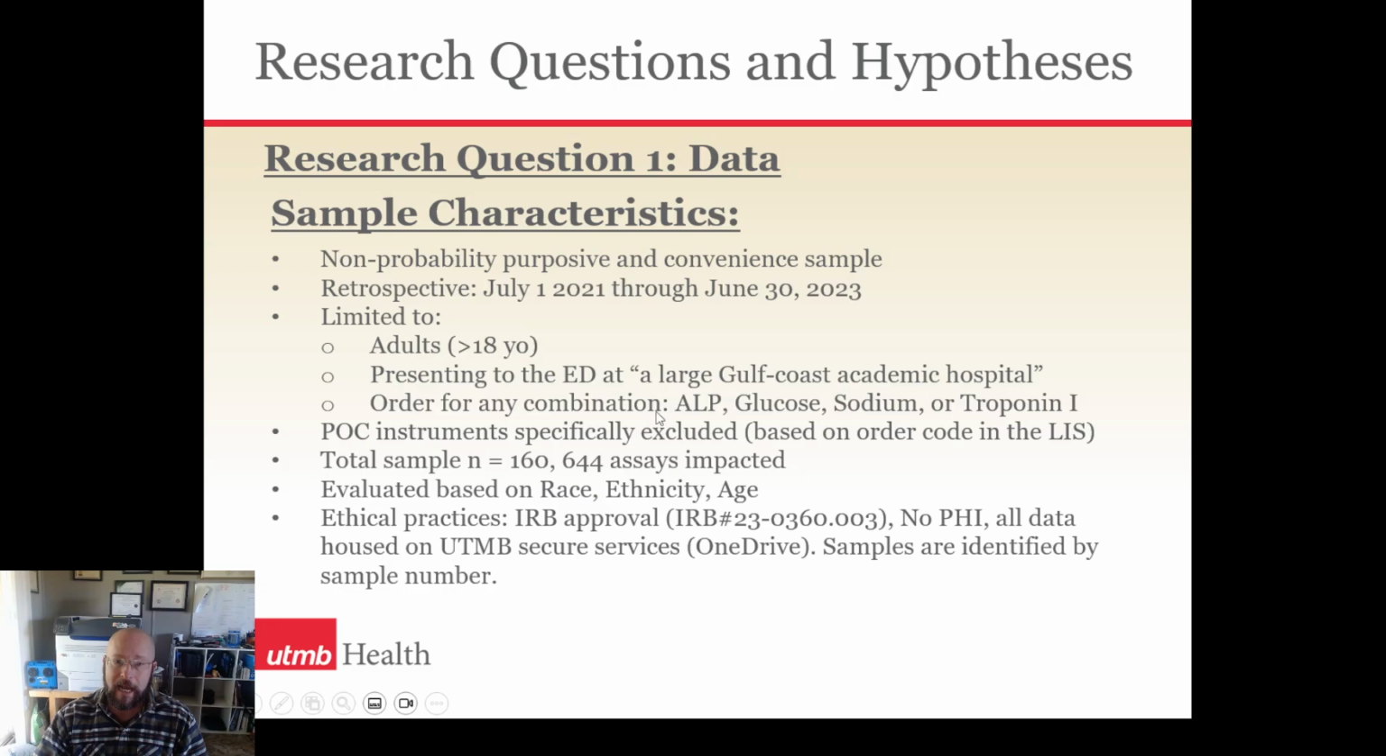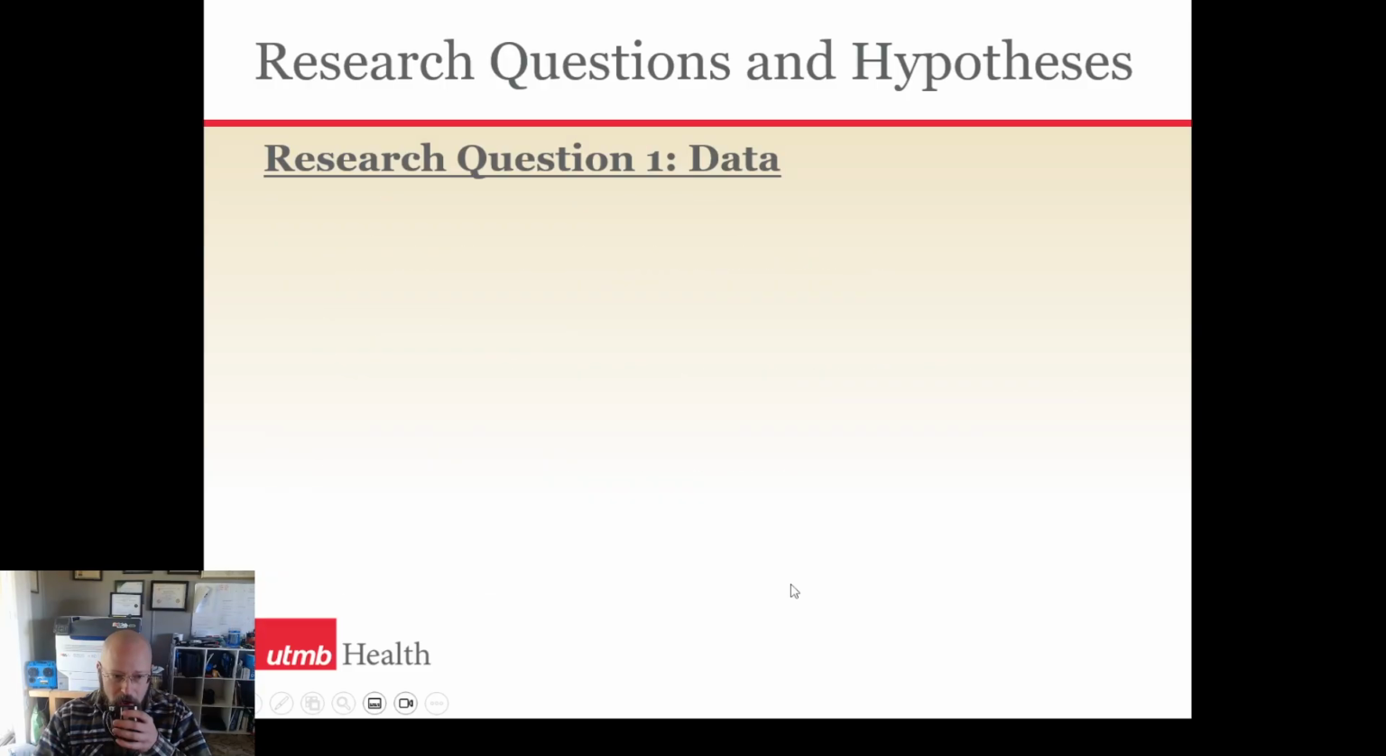So I used enzymes, just our standard photometric chemistries, our ISEs, and then an immunoassay in general. All of these would be commonly ordered in the ED. We did exclude point-of-care instruments, but in total, we still got 160,644 assays. So we had a very large sample size. We evaluated these based on race, ethnicity, and age, and of course got our IRB approval.